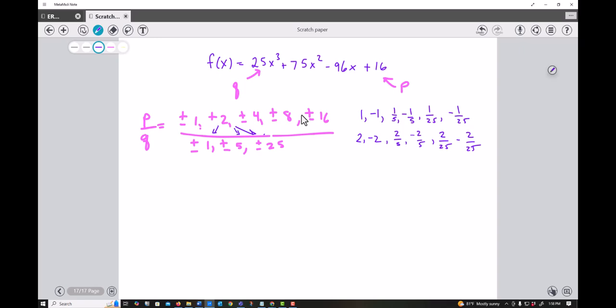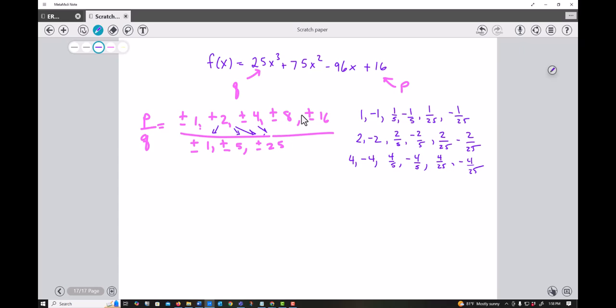Now next I'm going to do the same thing with the 4's. So 4, negative 4, 4 over 5, negative 4 over 5, 4 over 25 and negative 4 over 25.